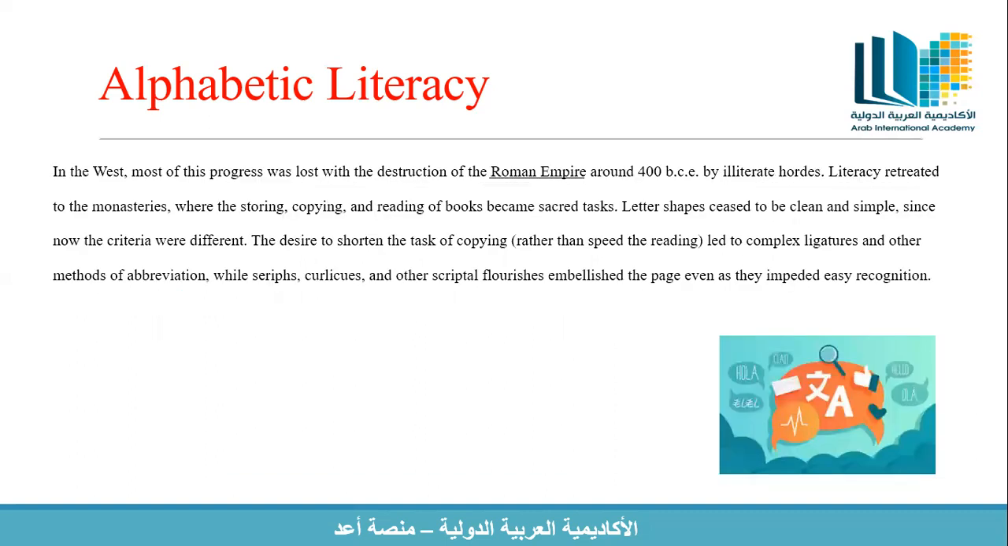In the West, most of this progress was lost with the destruction of the Roman Empire around 400 AD by illiterate hordes. Literacy retreated to the monasteries, where the storing, copying, and reading of books became sacred tasks. Lettering ceased to be clean and simple, since now the criteria were different. The desire to shorten the task of copying led to complex ligatures and other methods of abbreviation, which were easily recognized.